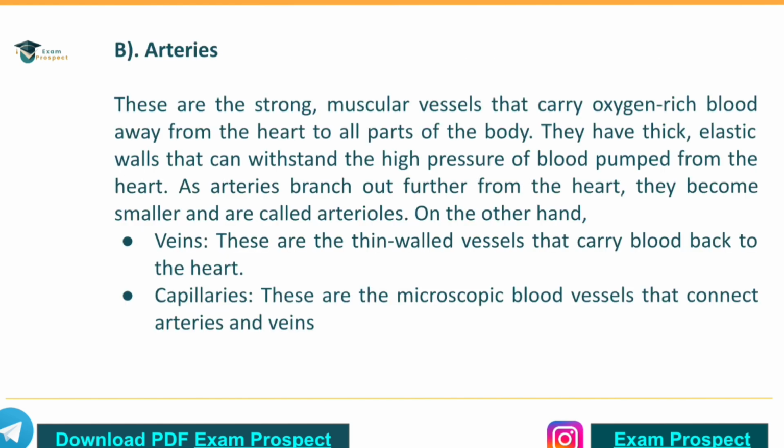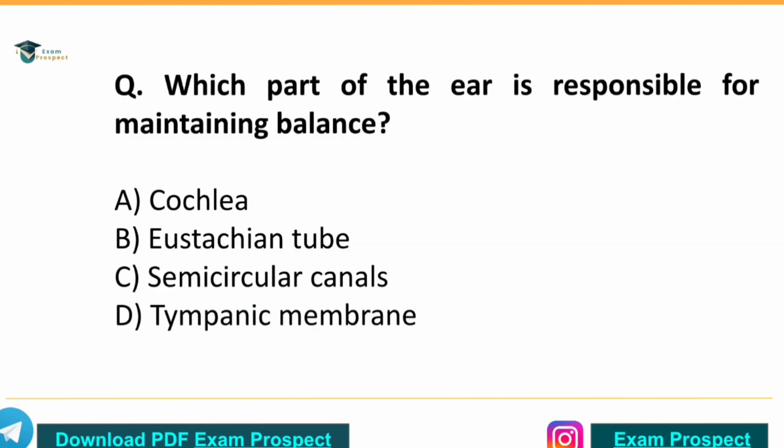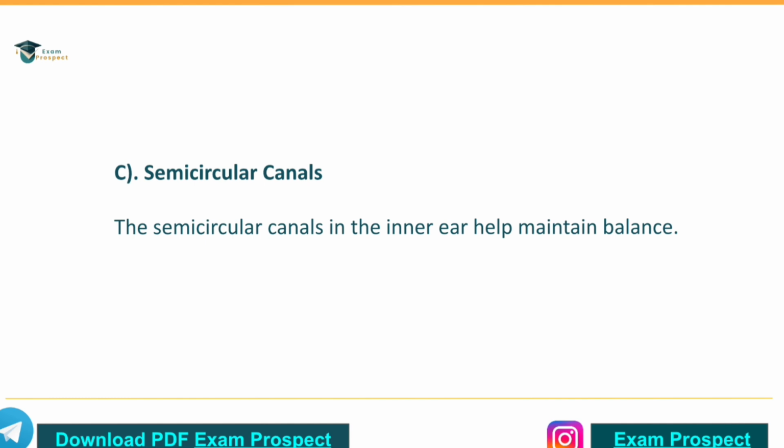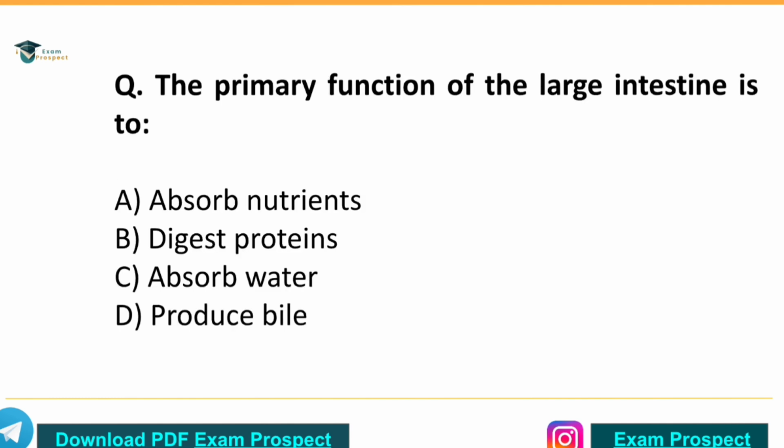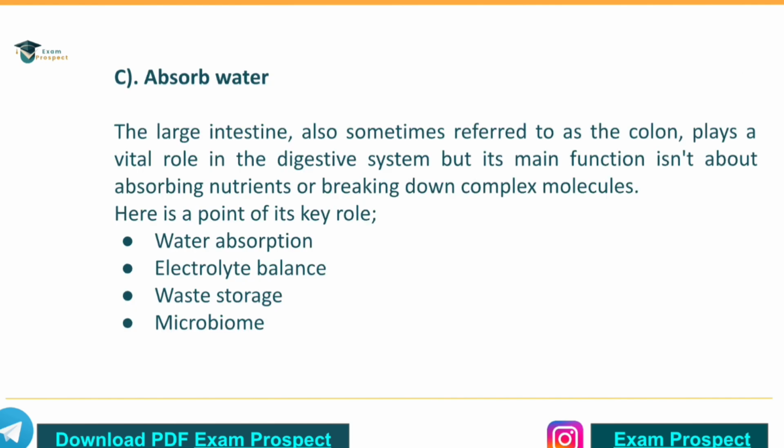Next question. Which part of the ear is responsible for maintaining balance? Correct answer is option C, semicircular canals. Next question. The primary function of the large intestine is to... Correct answer is option C, absorb water.